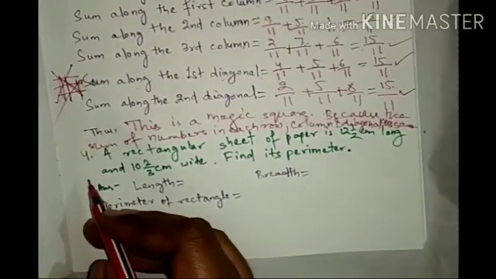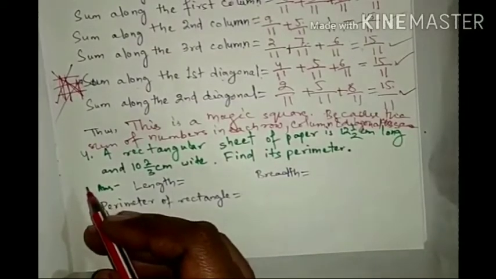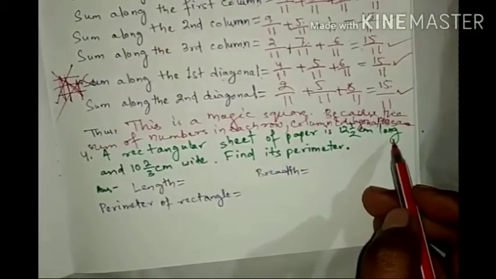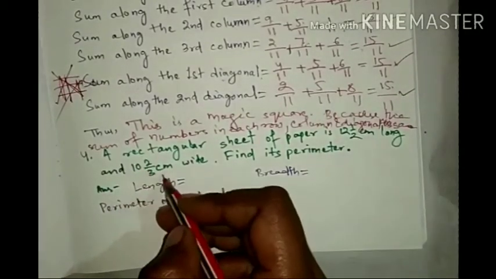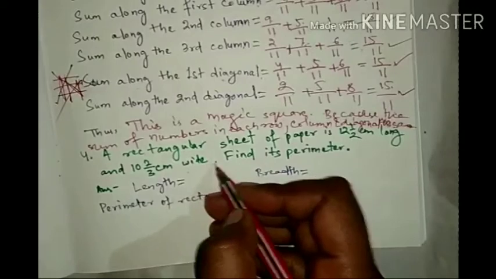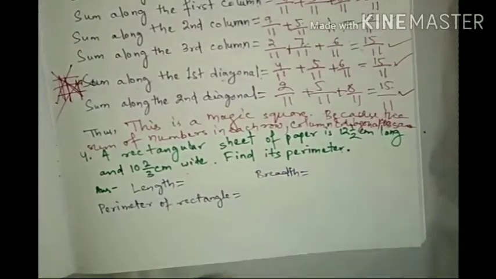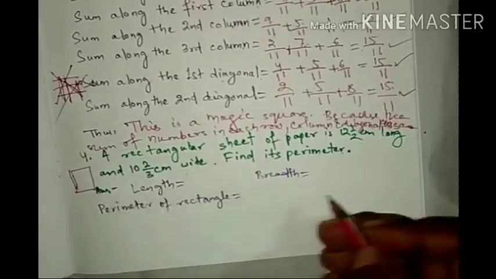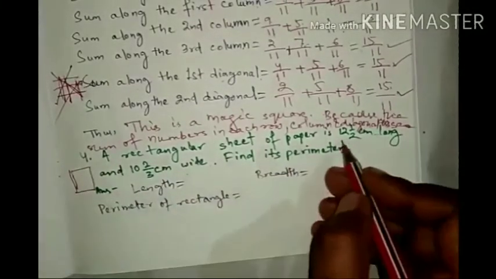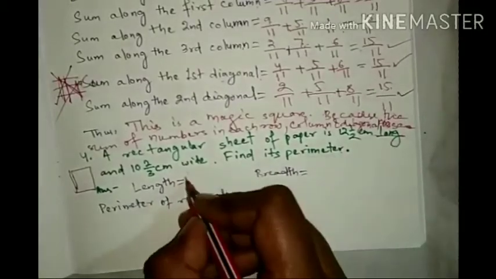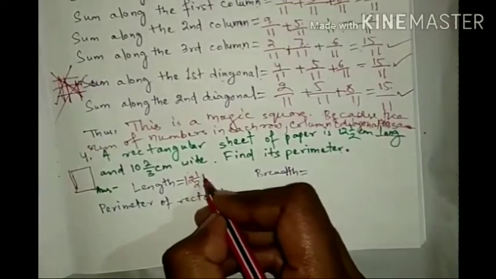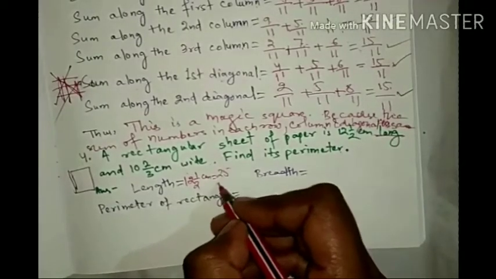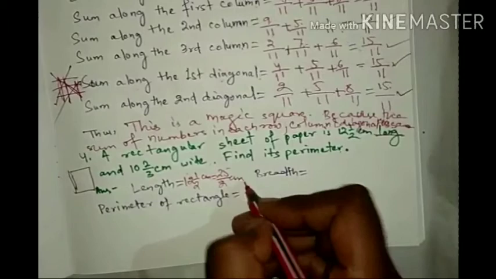Next is question number 4. A rectangular sheet of paper is 12.5 centimeter long and 10 and 2 by 3 centimeter wide. Find its perimeter. So this is a rectangular sheet. Length is 12.5, equal to 12 times 2 is 24 plus 1, 25 by 2 cm.